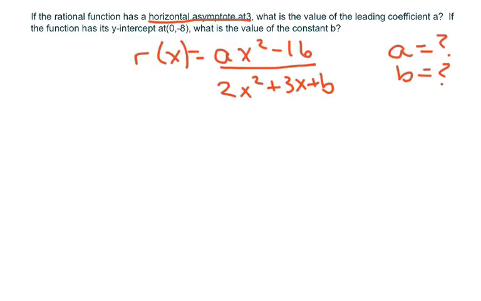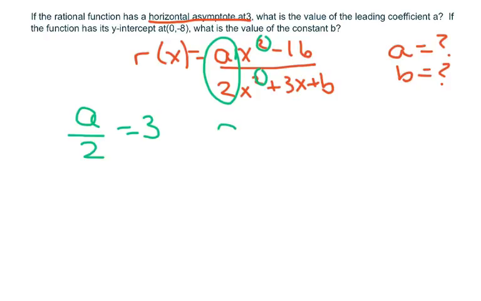So we know if our degrees are the same, then for the horizontal asymptote we just divide the lead coefficients. So we're going to divide A over 2 equals 3. When you cross multiply, or you can just do this one in your head, you get A equals 6, because 6 divided by 2 is 3.